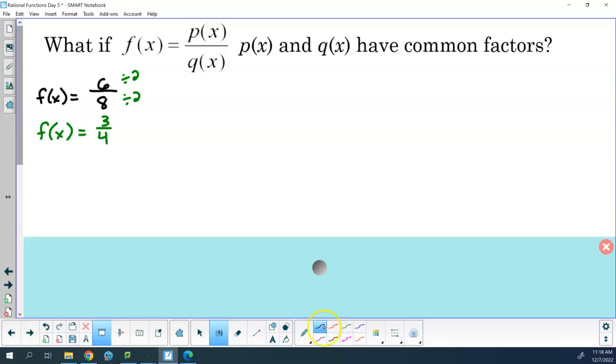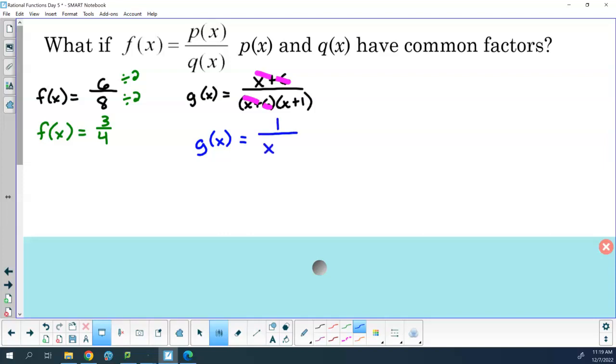Yeah. What about if I go g of x now, just to mix it up a little bit. What if g of x was, pick which one it was, x plus 6 over x plus 6, x plus 1. Do I like this rational function? Why not? Because there's an x plus 6 in the top and an x plus 6 in the bottom. So let's make it easier on ourselves and get rid of the x plus 6s. And then that's going to leave me with g of x is equal to what? 1 over x plus 1. Simpler, easier, less things to do.